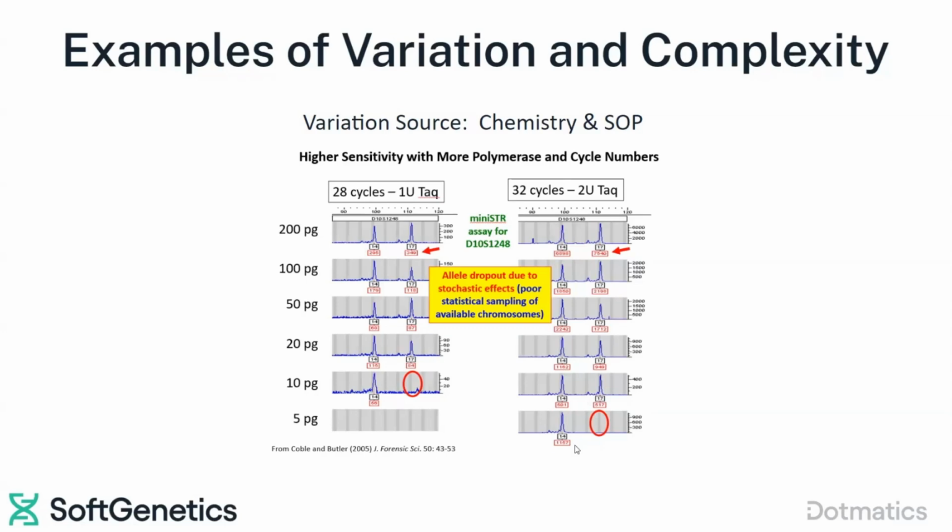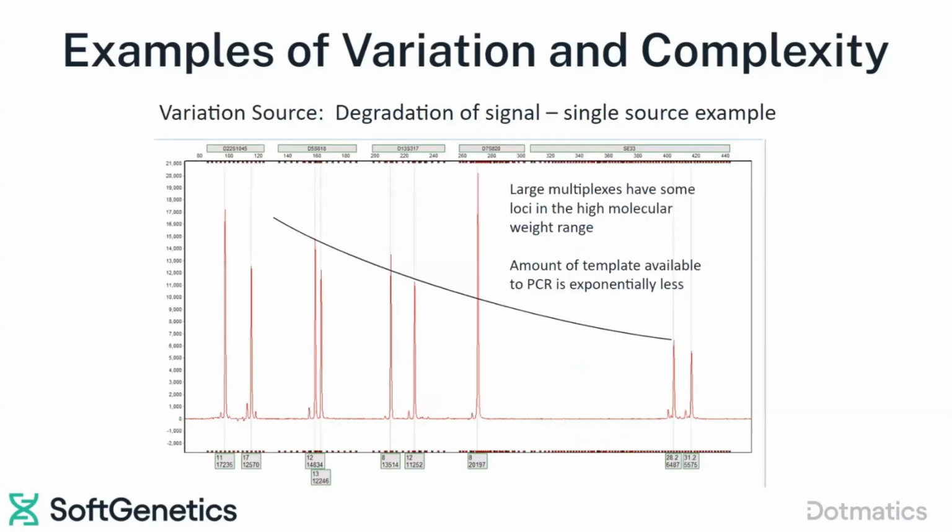And when we get down to 5 picograms, that's when we start to see the dropout here for the 32 cycles and 2 units of TAC. So the chemistry in the SOP will make a difference in variation. Also, degradation of the signal. Larger multiplexes have loci with higher molecular weight, less template is available for PCR, and so you just have this normal degradation of signal with the higher molecular weight peaks. And then there's also, of course, degradation of DNA, depending on the quality of the DNA.